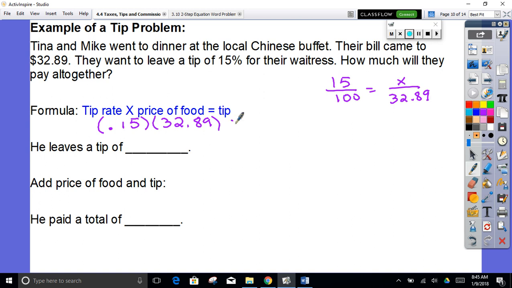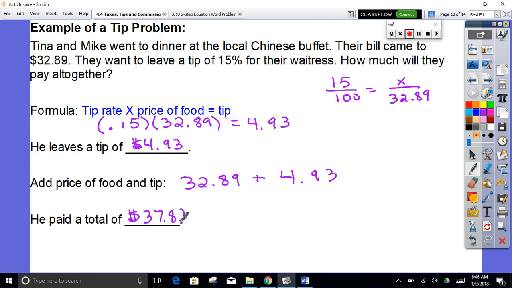Okay, when I do this, you get 4.93. So he would leave a tip of $4.93. And most people, if they get $4.93, they're going to leave a $5 tip because you probably don't have exact change. And then when you add the price of the food, which is $32.89, plus the price of the tip, you get a total of $37.82.